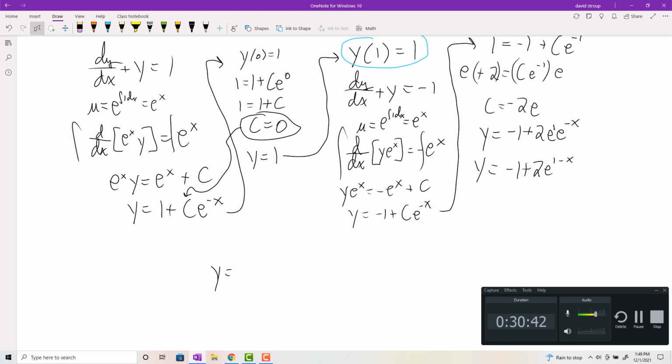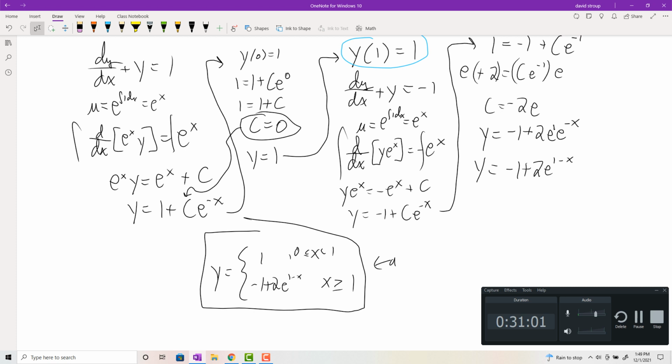And so finally, our solution in its two pieces is 1 when x is in between 0 and 1. And then it's negative 1 plus 2e to the 1 minus x when x is greater than or equal to 1. Okay, and that would be your final answer there. So expect one of those.